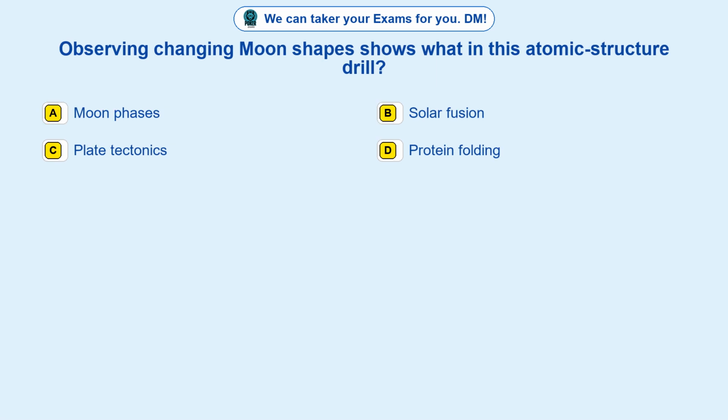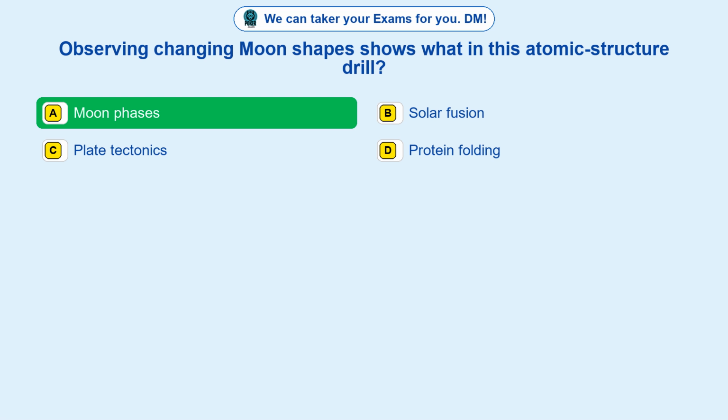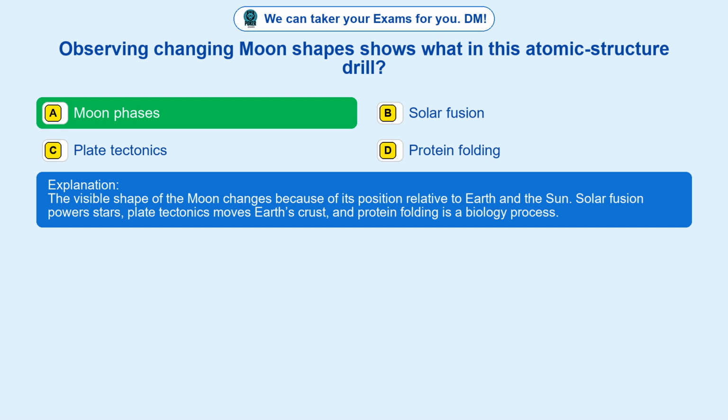Question 90. Observing changing moon shapes shows what in this atomic structure drill? Option A, moon phases. Option B, solar fusion. Option C, plate tectonics. Option D, protein folding. The correct answer is option A. Moon phases. The visible shape of the moon changes because of its position relative to Earth and the Sun. Solar fusion powers stars, plate tectonics moves Earth's crust, and protein folding is a biology process.